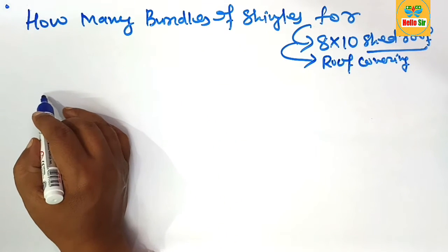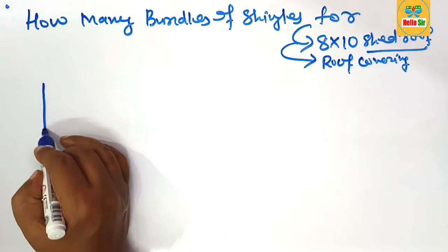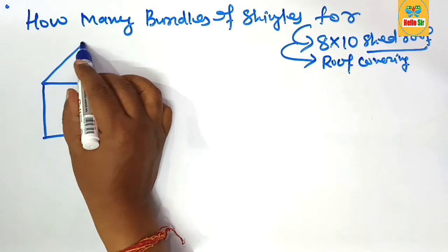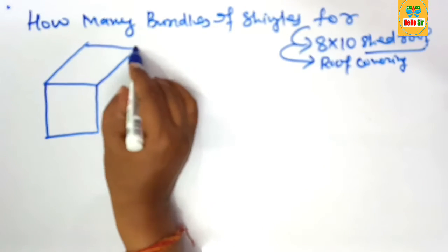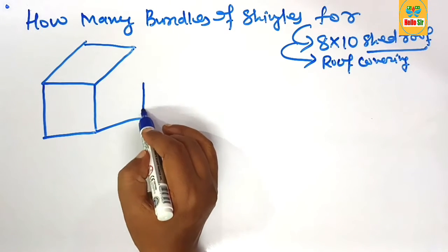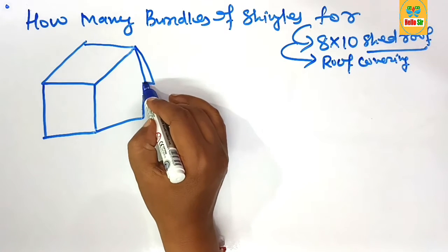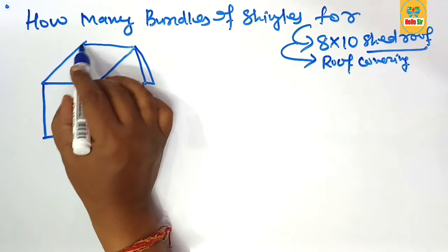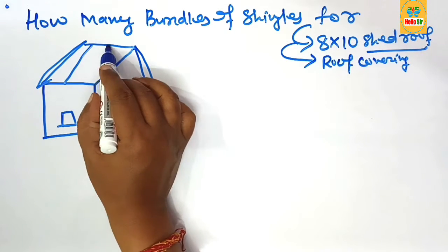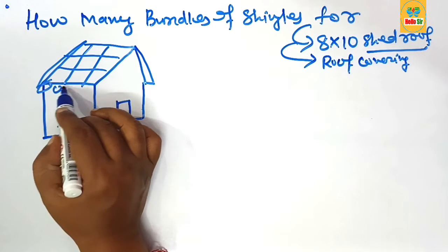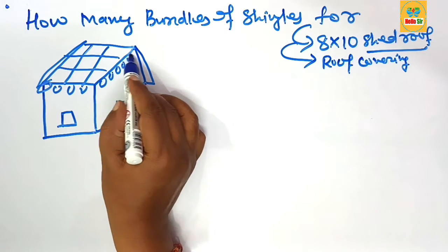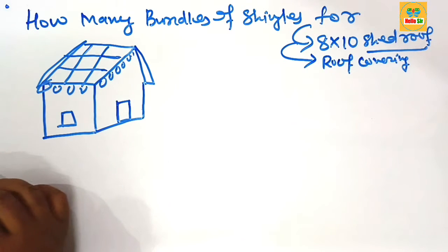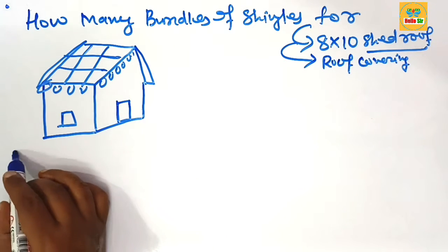First, we make a rough diagram to understand the shed roof and roof covering with shingles material. This one is a rough diagram to understand the roof covering. This one is the overhang, that is roof covering, and here the shingles material are put down in different patterns. And what will be the roof size?